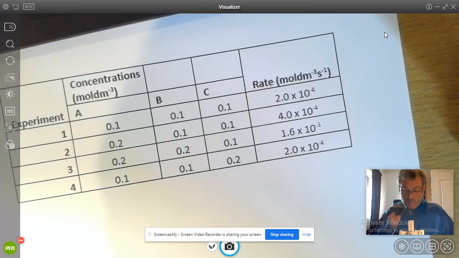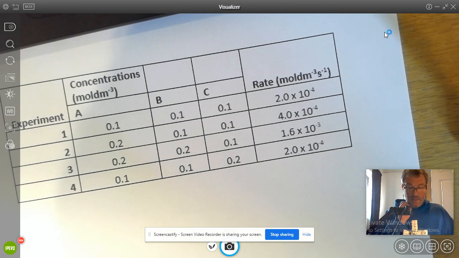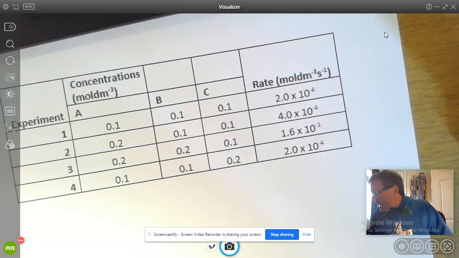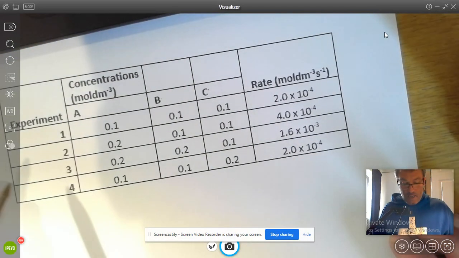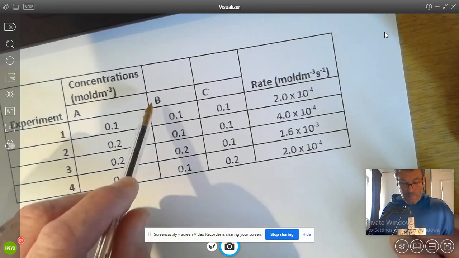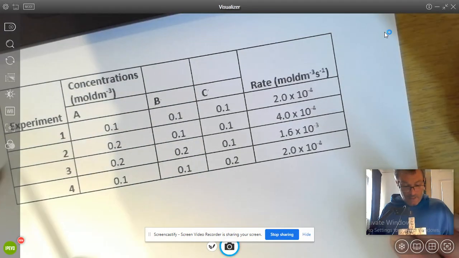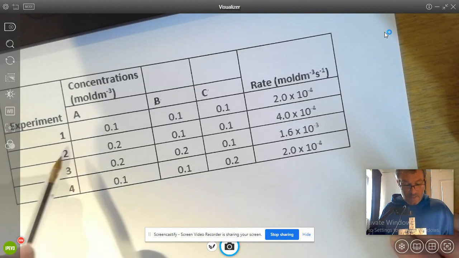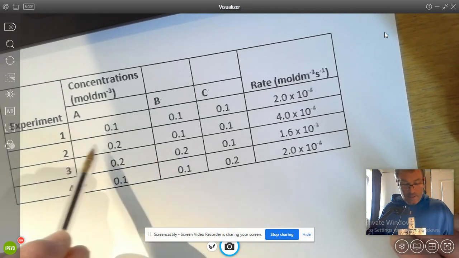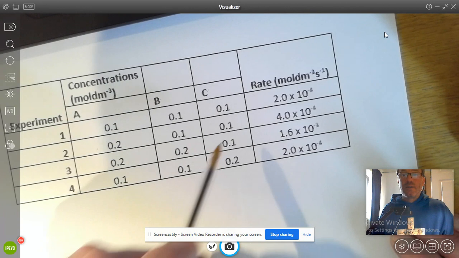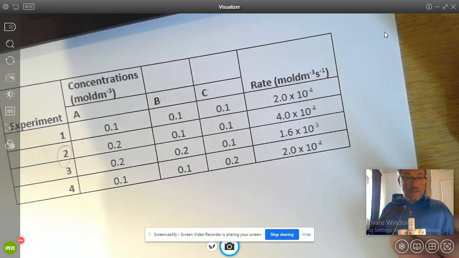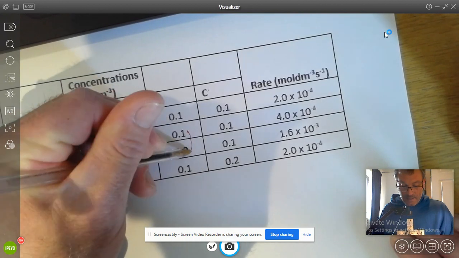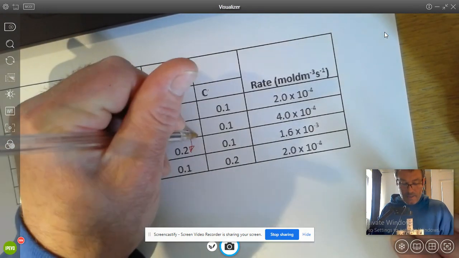Now I just want to show you one more example. So we have got a different set of data here. We've got A, B, and C of the reactants, and I want to work out the order of B. Looking at this data, we need to find two experiments which we can compare where the concentration of A and the concentration of C do not change, but the concentration of B does. I think you would agree we're going to use experiment 2 and experiment 3, and we see here that the concentration of B doubles.